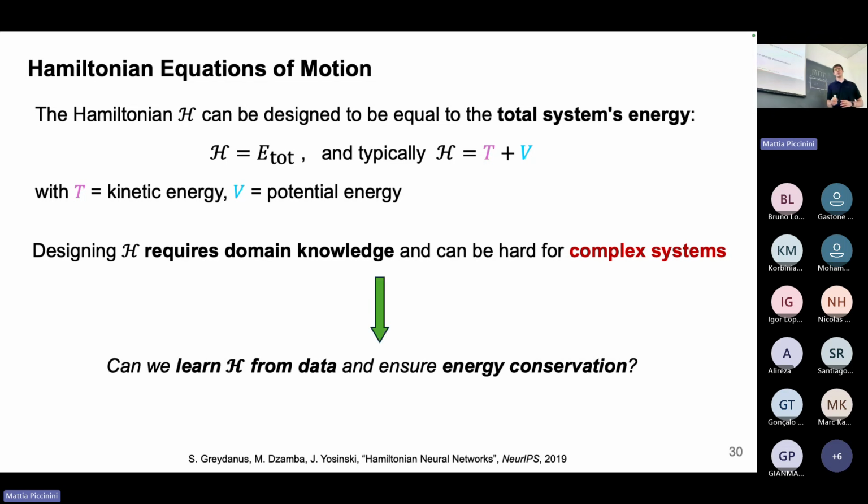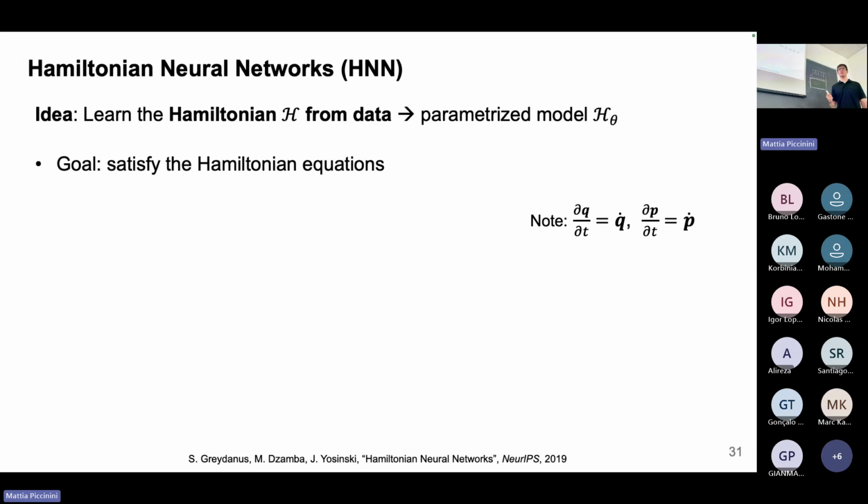So what's the idea of Hamiltonian neural networks? Let's learn the Hamiltonian from data, so that we don't need to design it. Learn it from data and still preferably conserve energy, so still related to the Lagrangian approach. We want to learn H from data with a neural network. So we parameterize H with H theta, our neural network with some parameters theta. And the goal is to satisfy the Hamiltonian equations. The Hamiltonian equations are these.